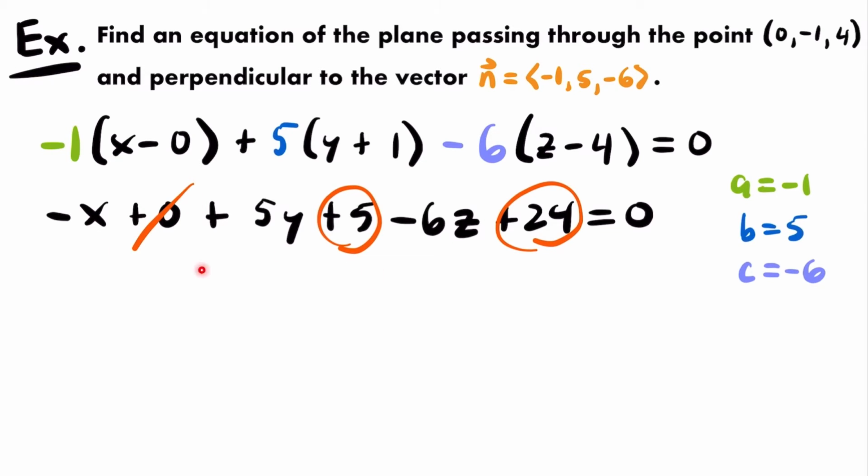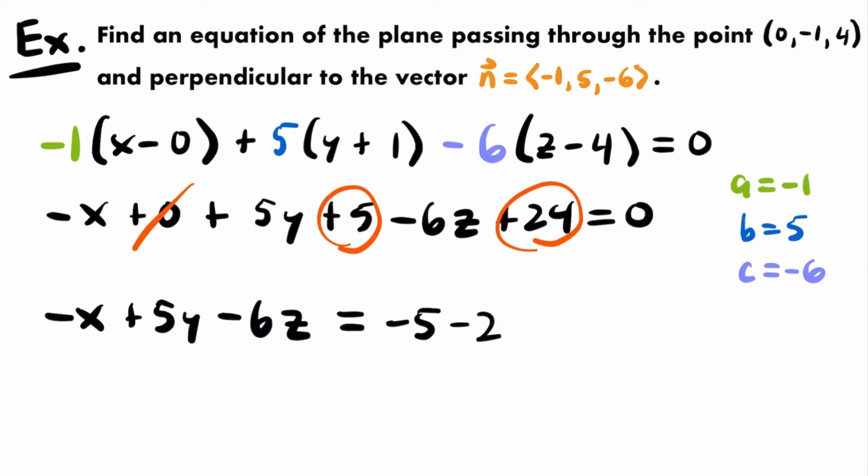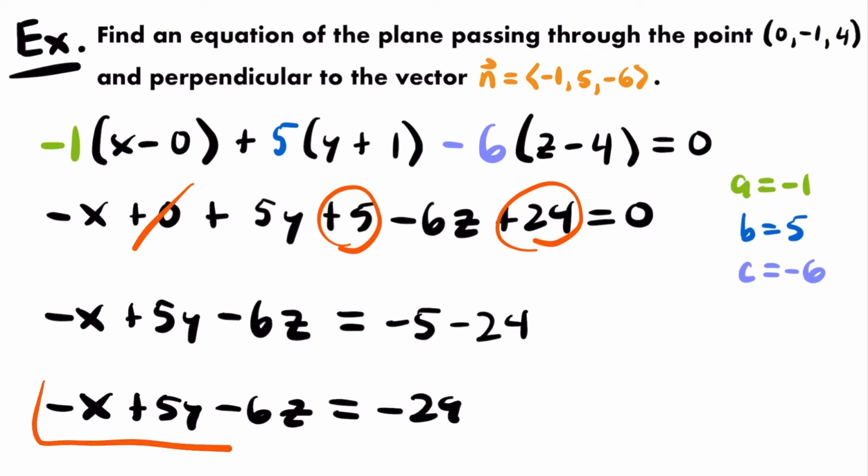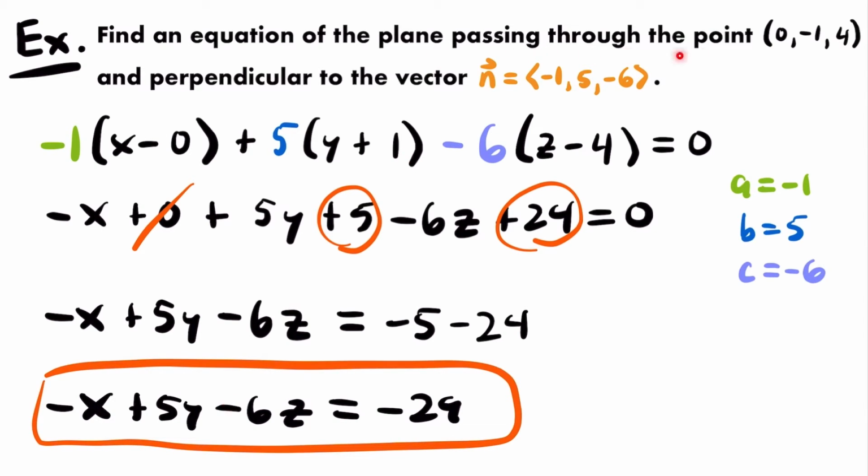Adding 0 does not affect this equation in any way, so what we have to do here is subtract 5 from both sides of the equation and subtract 24 from both sides of the equation. And so if we do that, we will have negative x plus 5y minus 6z, and that will be equal to negative 5 minus 24, and negative 5 minus 24 is negative 29, so our final answer is negative x plus 5y minus 6z is equal to negative 29. That is an equation of the plane passing through this point and is perpendicular to this vector.